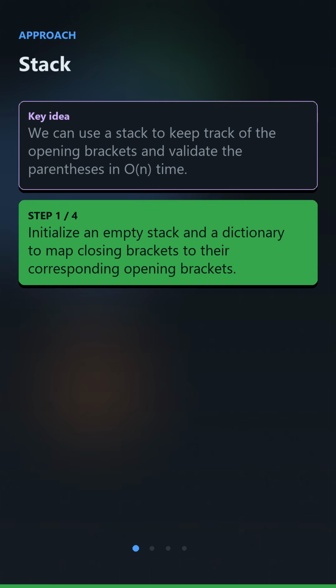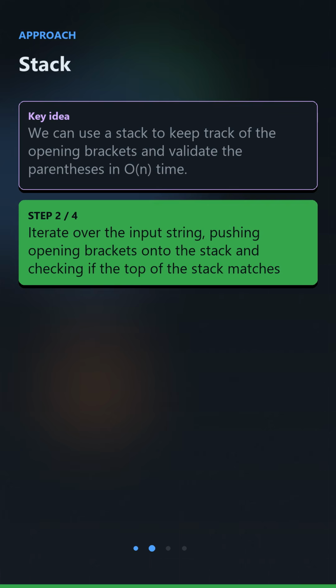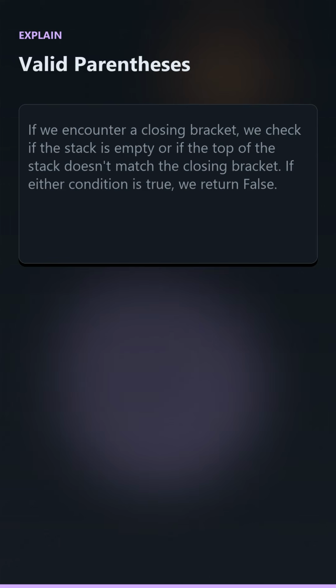We start by initializing an empty stack and a dictionary to map closing brackets to their corresponding opening brackets. Then, we iterate over the input string. If we encounter an opening bracket, we push it onto the stack. If we encounter a closing bracket, we check if the stack is empty or if the top of the stack doesn't match the closing bracket. If either condition is true, we return false.